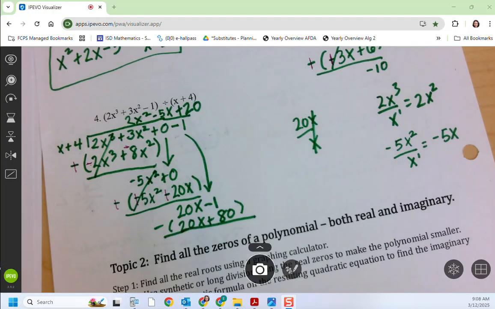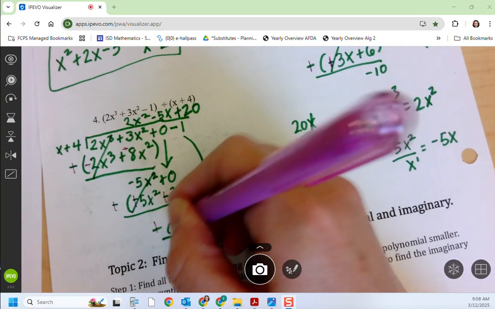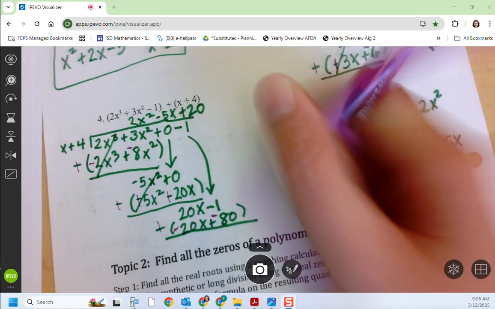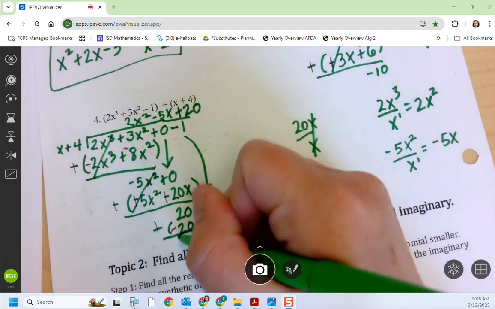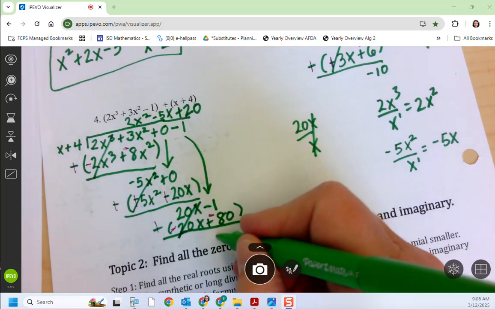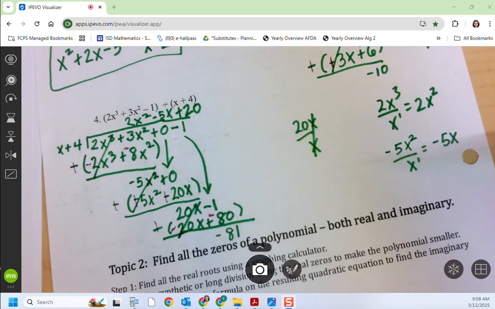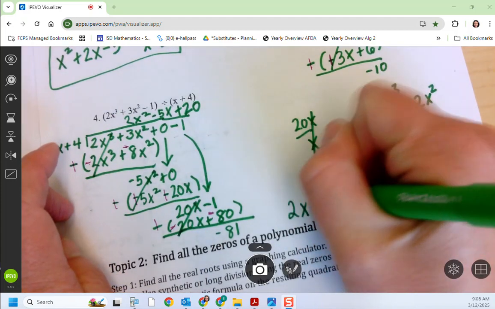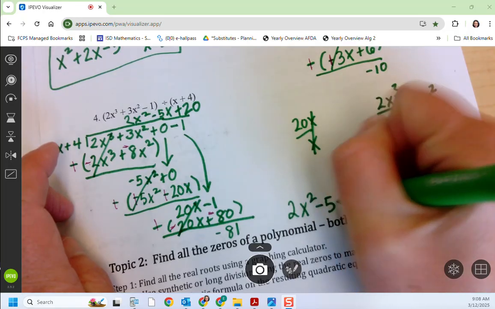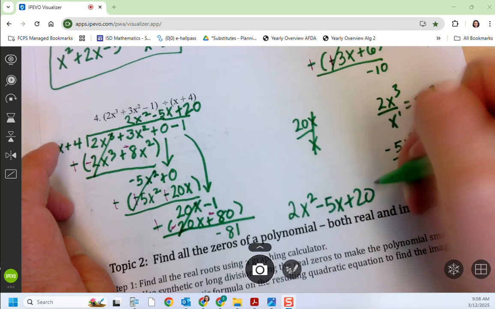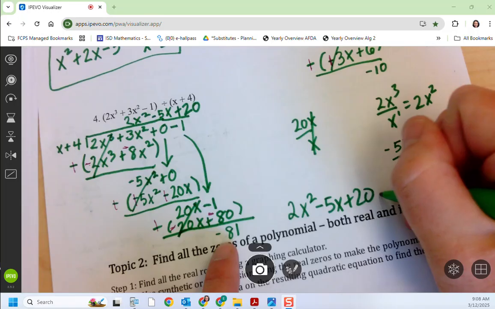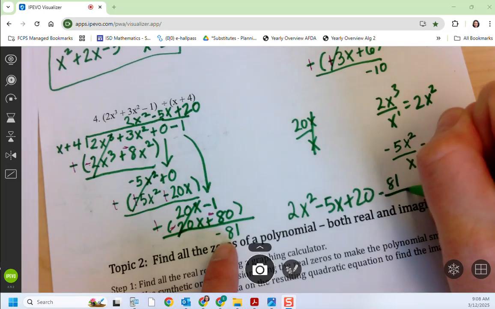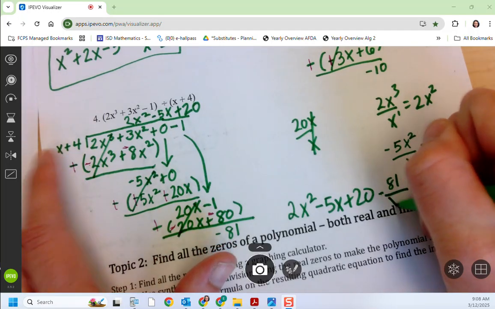Distribute your minus to both terms. And negative 1 minus 80 is negative 81. So that's my remainder. Most of the answer is up here. So you have 2x squared minus 5x plus 20, and then the remainder is negative 81 over your divisor, x plus 4.